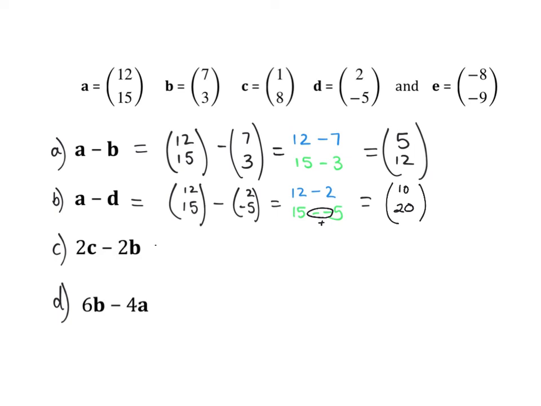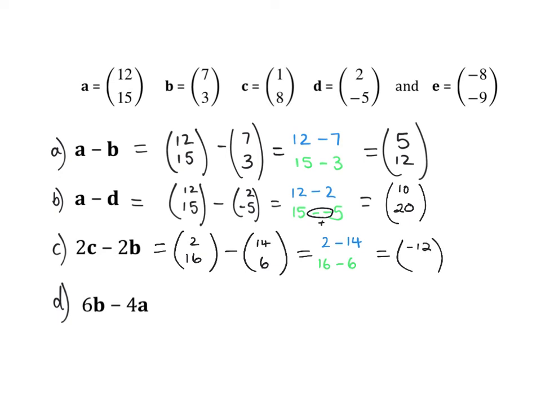Looking at the next question, pause the video now, but think really carefully about what needs to go in these brackets here, in these vectors. It's not vector C, it's vector 2C and vector 2B. Pause the video and have a go. Okay, so the calculations we should have done are 2 subtract 14. Be careful, that should be -12. And 16 subtract 6, which should be 10.